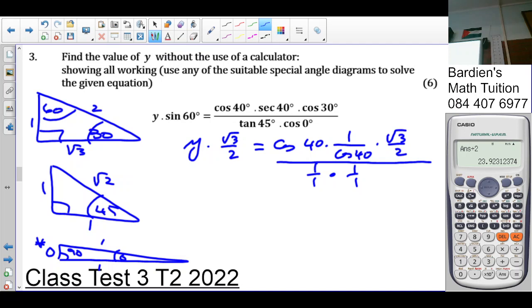So I'm just going to tidy up a bit, so that cancels. In other words, I have y times root 3 over 2 is equal to root 3 over 2. Can you see that? So y is equal to? If I get y on its own, what do I need to do? Divide both sides by root 3 over 2. So y is equal to 1.